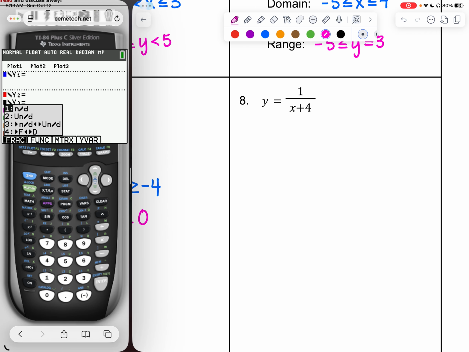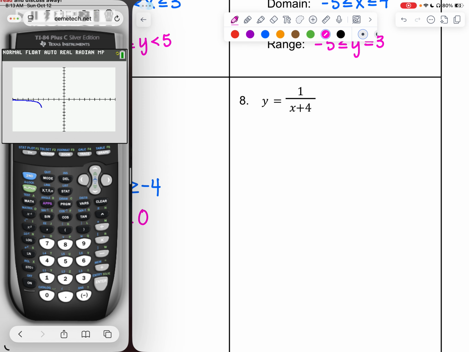We have 1 over x plus 4. So the first thing I want to do is graph this to see what's going on. One thing you should notice is you see a graph that kind of looks like this and a graph that kind of looks like this. You don't have to write this down. I'm just showing you. What happens here is that you see there's a break in the graph.